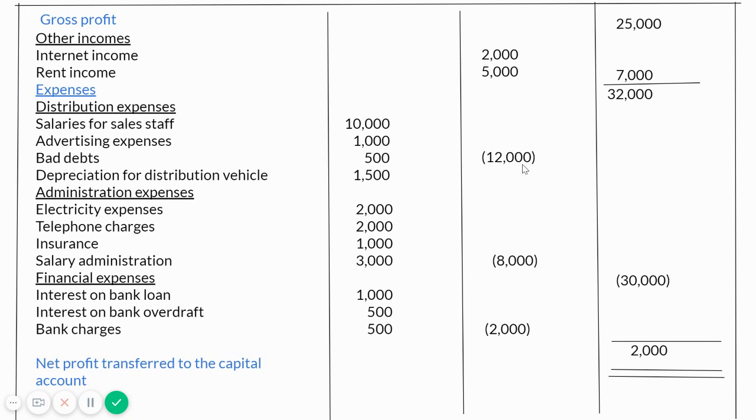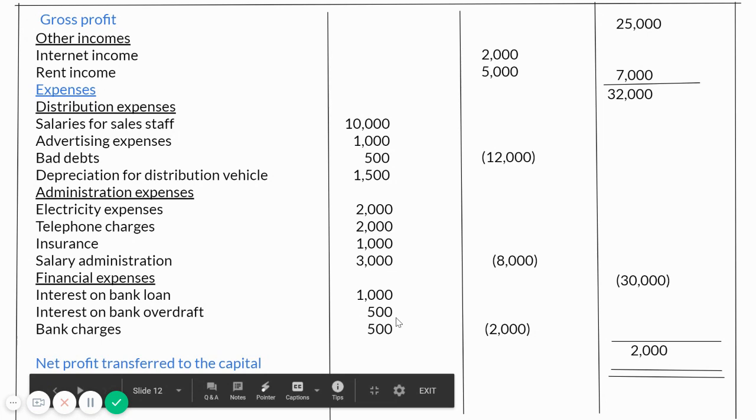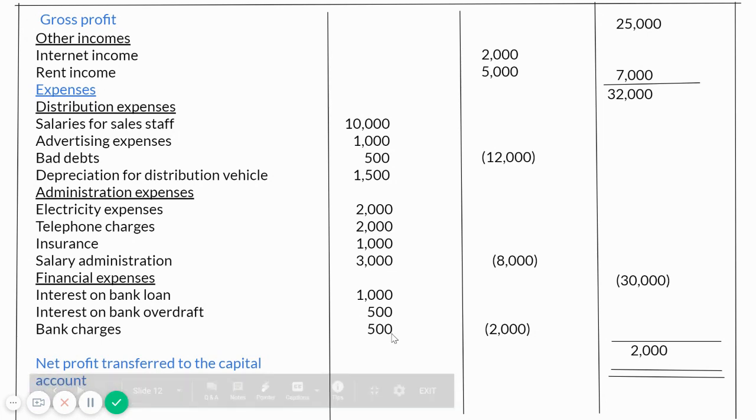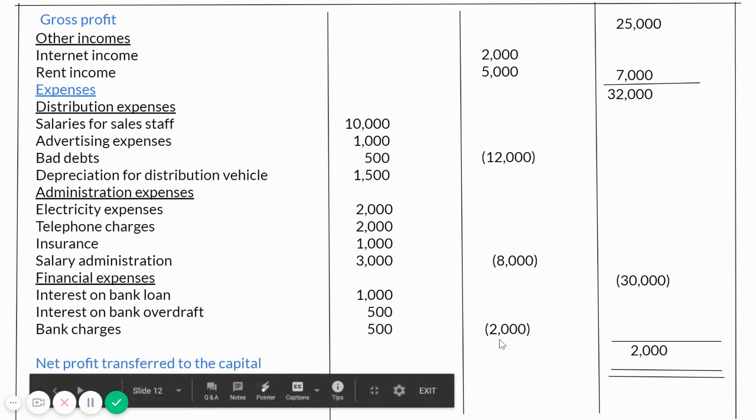of the business. Then under administration expenses, electricity of 2,000, telephone charges of 2,000, insurance 1,000, salary for administration staff will be 3,000. So thereby the total administration expenses will be 8,000. Financial expenses, under that interest on bank loan 1,000, interest on bank overdraft 500, and bank charges 500, which will give you a total of 2,000.